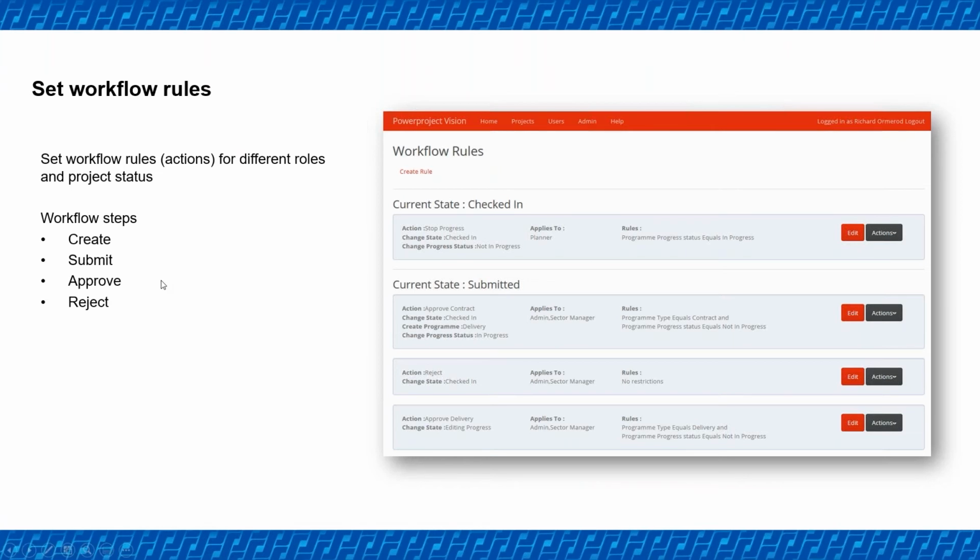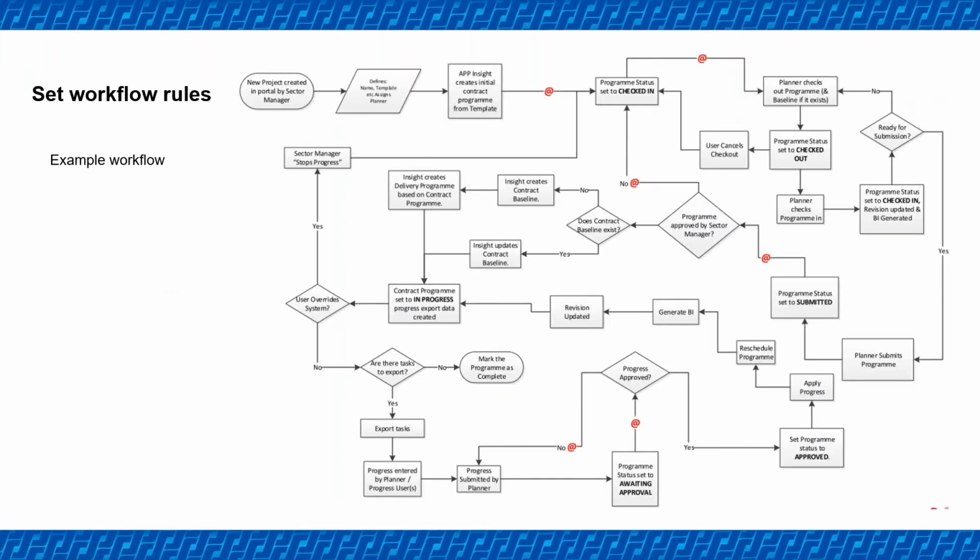To give you an example, and again, not to scare anyone, this is an example workflow that we've sat down with customers and worked out. So in here we would work out, a new project is created by a particular role type, so information's entered about that, the project gets created, and then the program status is set to checked in. It then gets checked out, planners check out the program and the baseline if it exists, and so forth.